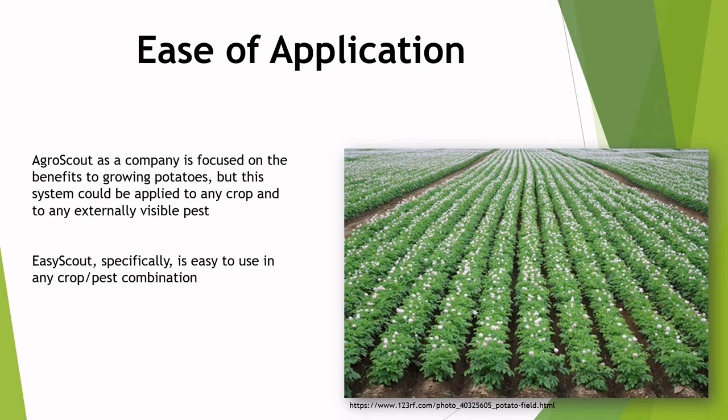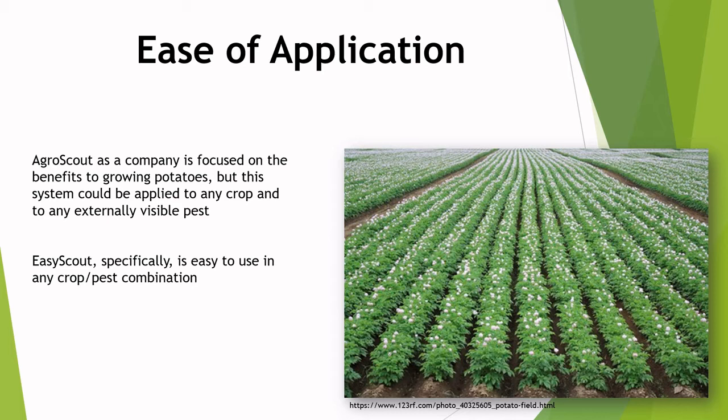I think this is just because of the ease of detection of the pests that afflict potatoes. You have potato blight and Colorado potato beetle and leafhoppers, and you can see all those pretty easily from the surface. Whereas with corn, you have corn rootworm, and you won't be able to see that. So potatoes are a good system for their drones. But Easy Scout, if you're using that, you could apply it to virtually any crop.